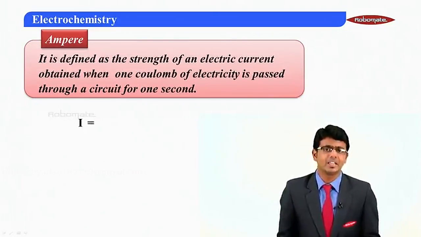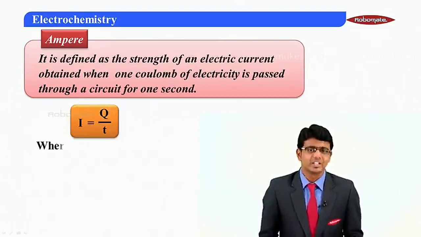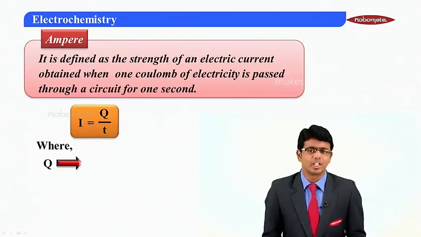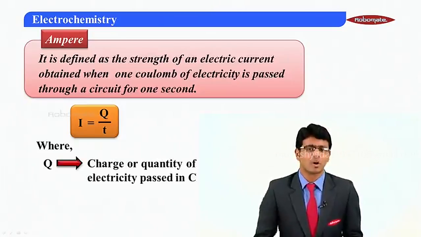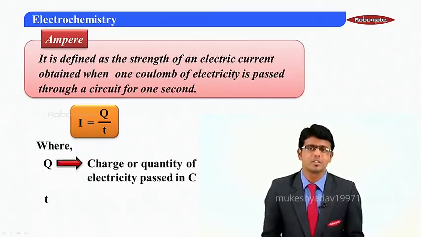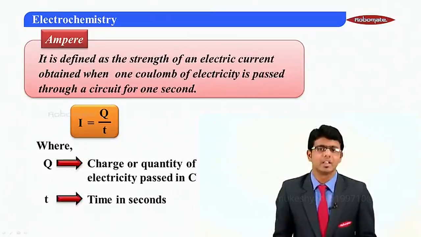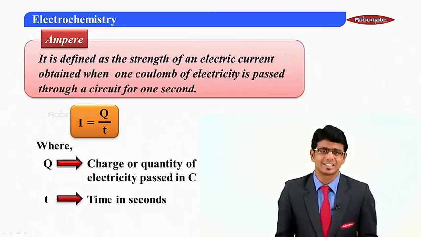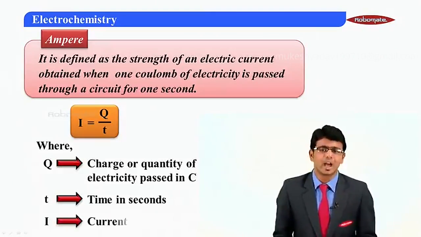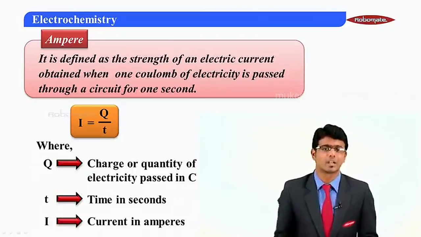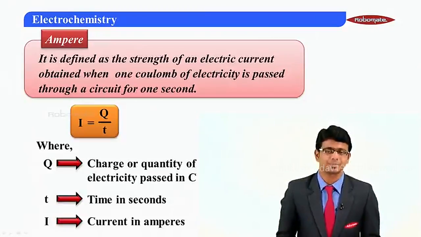Mathematically, I is Q upon T, where Q is the charge or quantity of electricity passed in coulombs, and T is time in seconds. And I is the current, which is expressed in amperes.